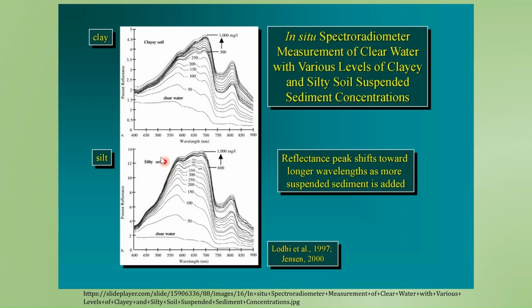So the silty soil is having more reflection in comparison to the clay soil, because the silty soils are mainly lighter in color, and because of that it is having more reflection, while the clay soils are mainly darker in color, and because of that its reflection will be lesser in comparison to the silty soil. But overall, if the impurities are getting added, the reflection will increase in comparison to the clear water.